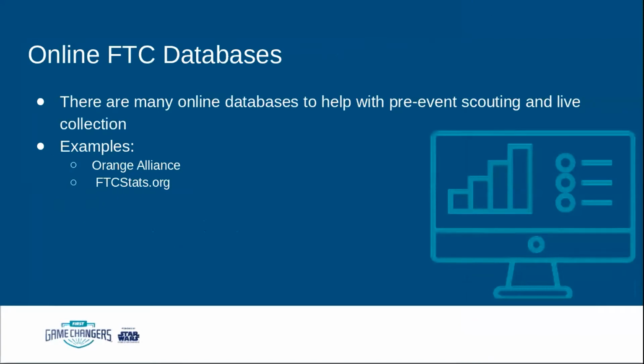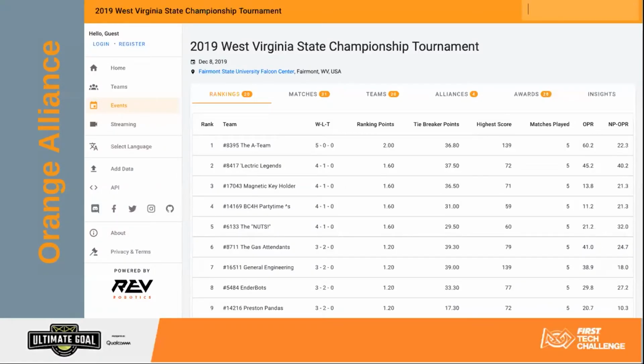Now, there are other ways of collecting information during a match or even prior to a match, and these would be different online FTC databases. Our primary examples are Orange Alliance and FTCstats.org. Orange Alliance is very good for during tournaments because it shows live updates usually of teams' rankings, their win-loss ratios, their scores. This is very good for knowing how teams are doing even if you're not watching matches at the time. This also helps when you're going into alliance selection, knowing exactly how you're ranked, how to rank yourself against other teams, and knowing who to pick or who might pick you.